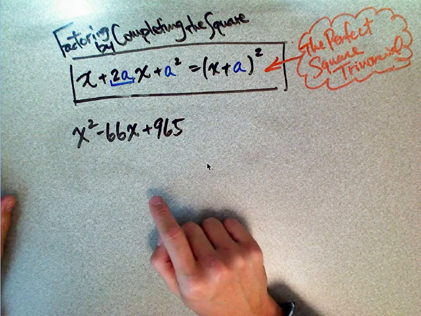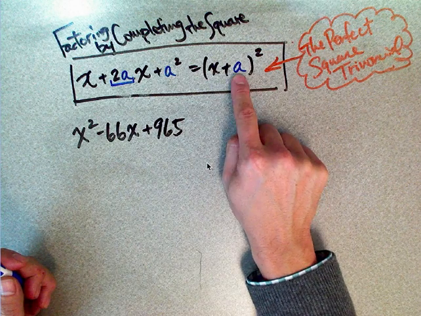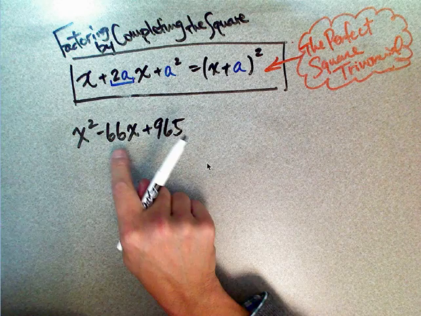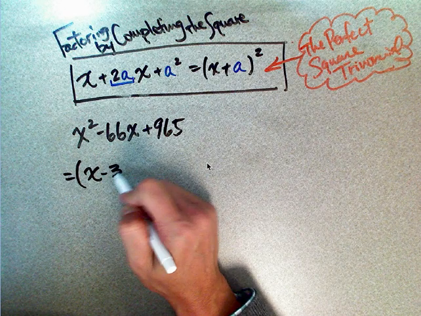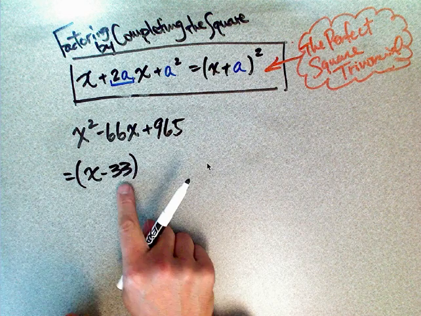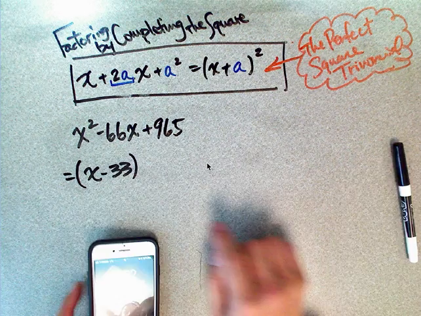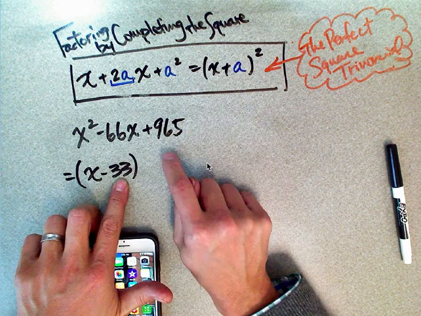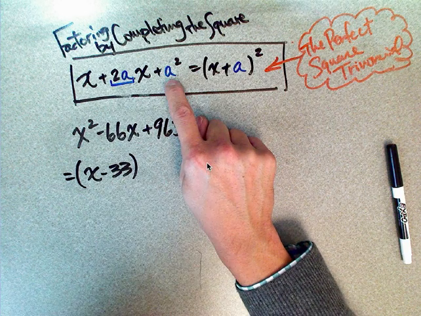So let's check. The number here has to be twice as big as this. So I'm thinking about maybe x minus 33, right? Because if you double 33, you're going to get 66. Now I'm going to check, is 33 to the second power, or if I square this number, do I get 965?